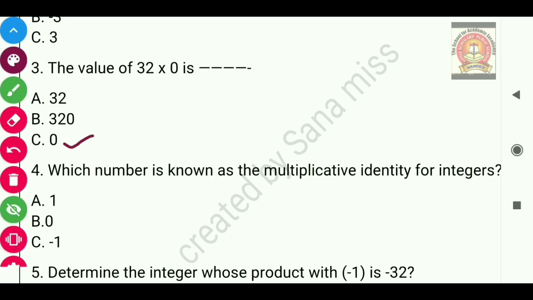Question number 4. Which number is known as the multiplicative identity for integers? Children, just recall it. Multiplicative identity is such a number which on multiplication with any integer gives the integer itself. So what will be the answer? Yes, its answer is 1. Option A.